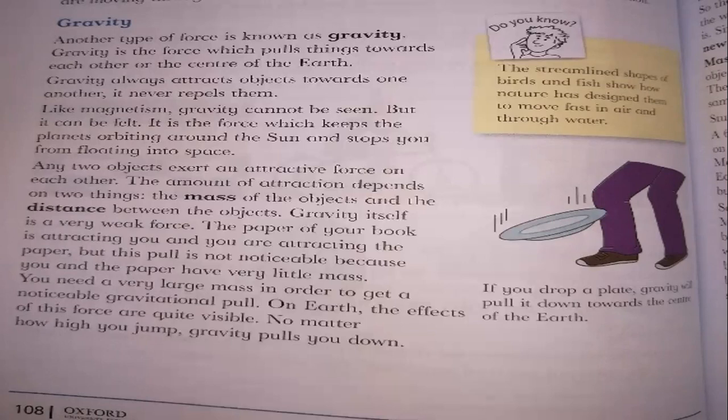On Earth, the effects of this force are quite visible. No matter how high you jump, gravity pulls you down. If you drop a plate, gravity will pull it down toward the center of the earth. Do you understand this? Gravity depends on two things: the mass of the object and the distance between the objects. Gravitational force is a very weak force that we cannot feel.